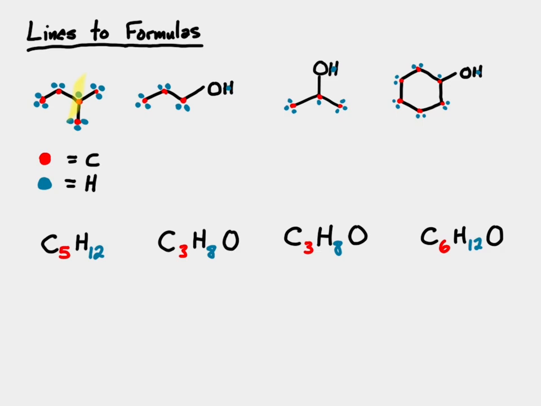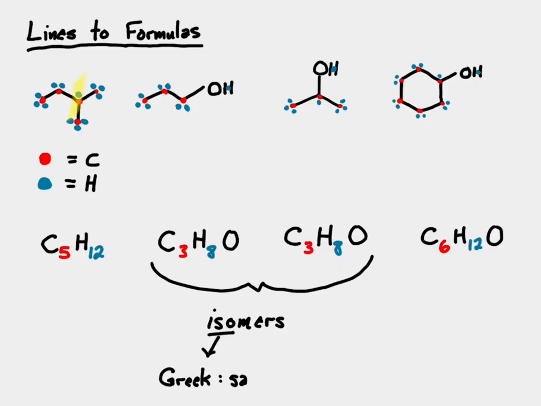And another feature I want to point out about these two structures in the middle is that they are actually isomers of each other. And what does isomer mean? If you look to the Greek, iso means same and mer means part. So they are two molecules that have the exact same chemical formula, but they are just arranged in a slightly different way.